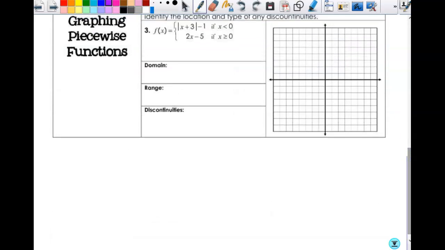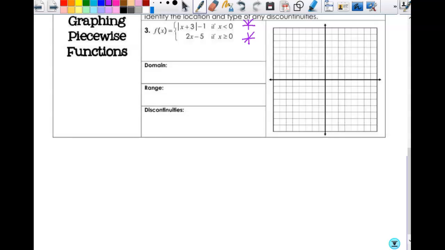Okay, so I've got these two pieces that I'm going to graph. I've got this first one, which the parent function is absolute value. And then the second one, the parent function is linear. So you've got to know what those are to be able to start. Now, since I'm only doing pieces of these, I'm going to have starting and stopping points. So it's good to go ahead and get those graphed first.